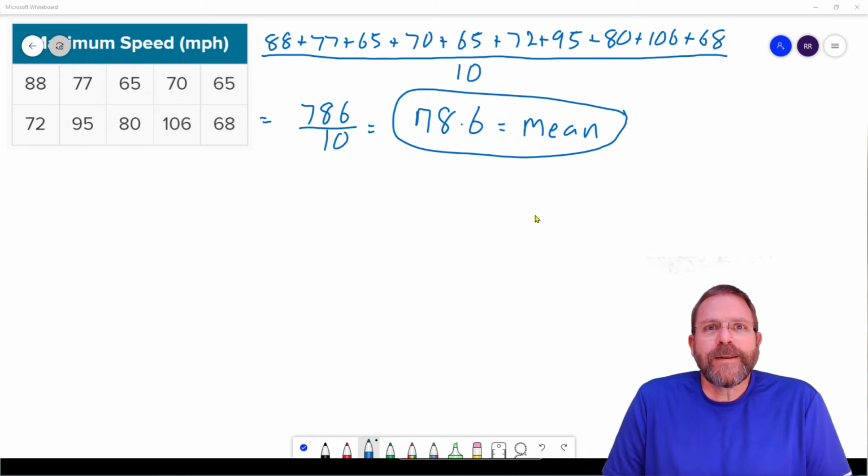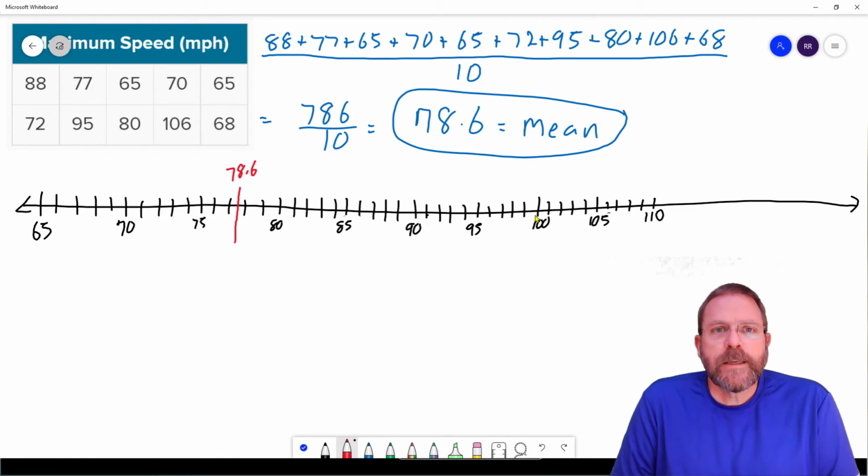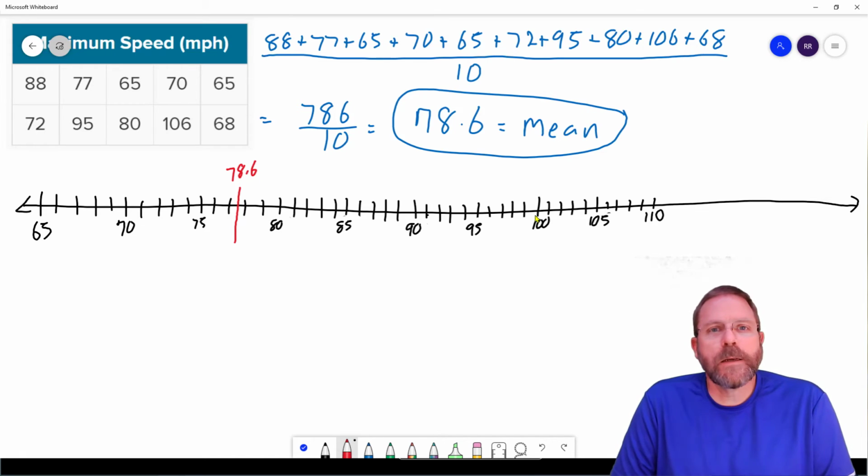Alright, first thing I did is find the mean. To find the mean, I added up all of the numbers in the data set, and then I divided by the number of numbers, which was 10, and that gave me the average speed, or the mean, of 78.6 miles per hour. Sure would have been nice if they gave us an easier number to work with. Alright, the next thing I did is I created a number line. On my number line, I plotted that center point, the mean of the data, which was 78.6.